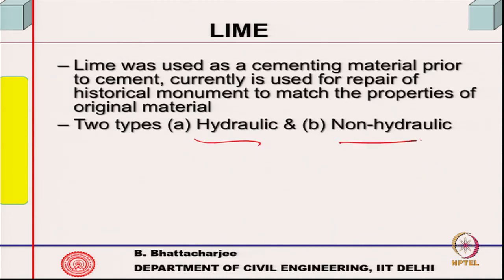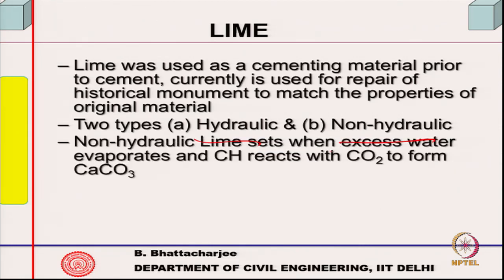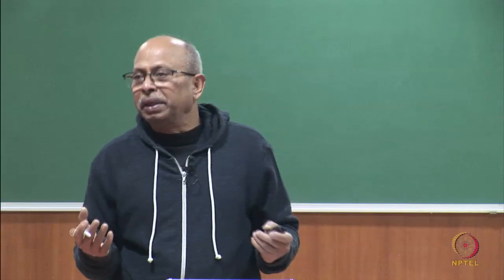There are 2 types of lime, hydraulic and non-hydraulic lime. So, non-hydraulic lime sets when excess water evaporates, and calcium hydroxide. So, what you do is you take the limestone, produce the lime, it might have more quantity of calcium oxide, which with water will react to form slaked lime, calcium hydroxide, and when exposed to the atmosphere, absorbs carbon dioxide to form calcium carbonate, therefore, it solidifies.